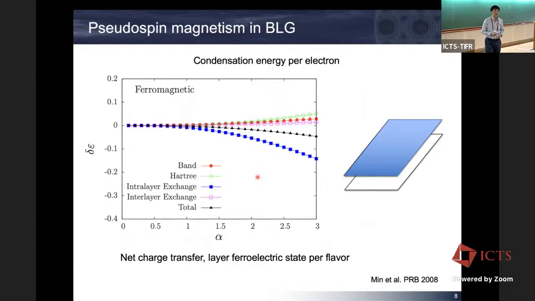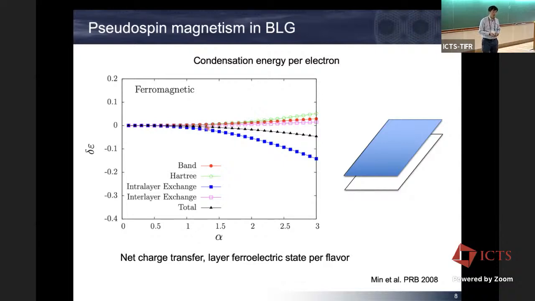So at the mean field level, the kind of ordering of the pseudospins in bilayer graphene is an ordering where the charge density sloshes from one layer to another. So spontaneously, you get a ferroelectric material. That's what you would expect in bilayer graphene. And this graph here is the energy breakdown of the different contributions.